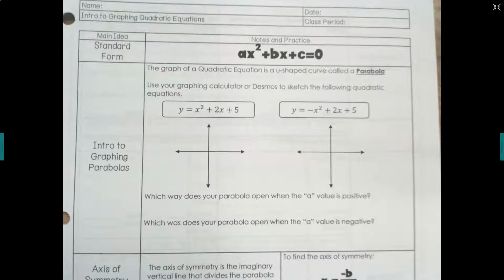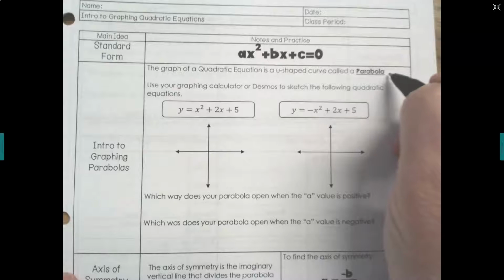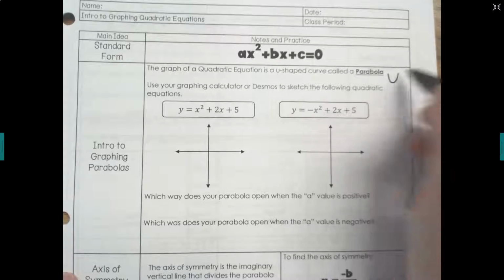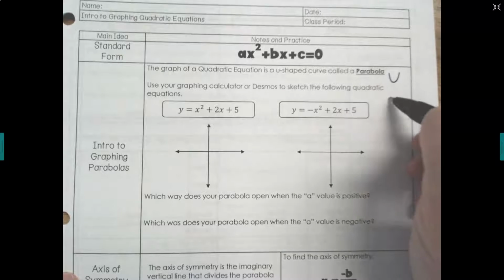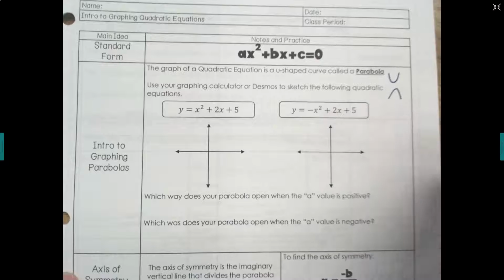Alright, so we're going to take a second. We're going to do a little quick investigation. So the graph of a quadratic equation is a U-shaped curve called a parabola. So when we draw these, we want to make sure that when we turn around to change direction, it is a curve and not a point, because that will be a different kind of graph.